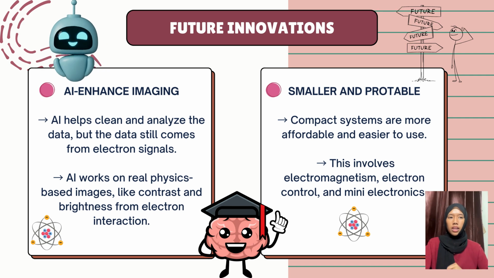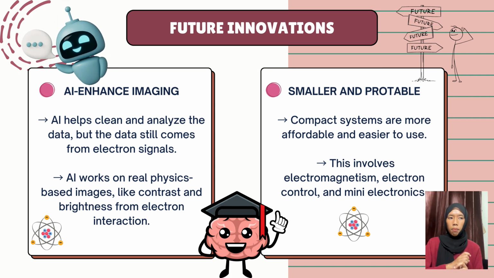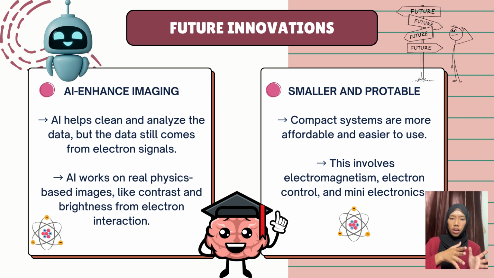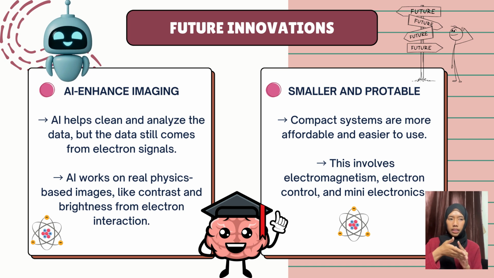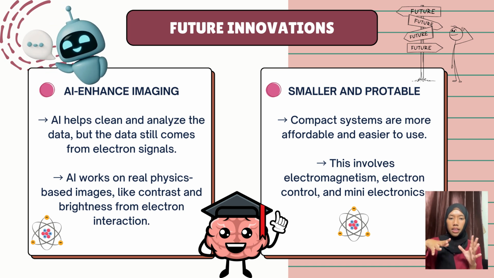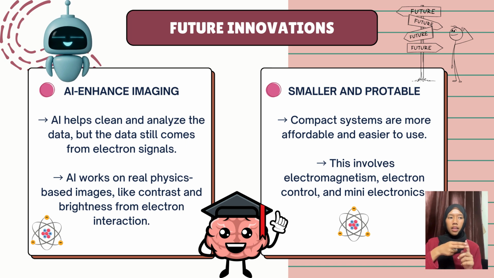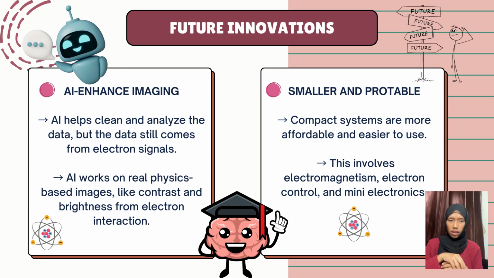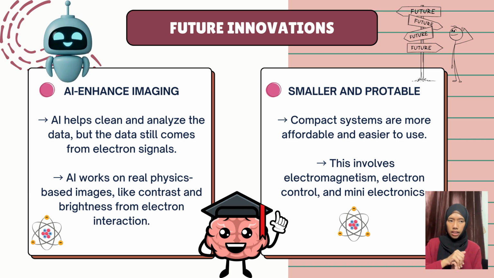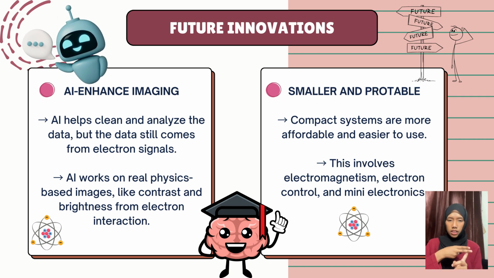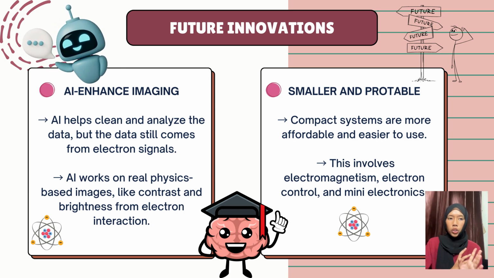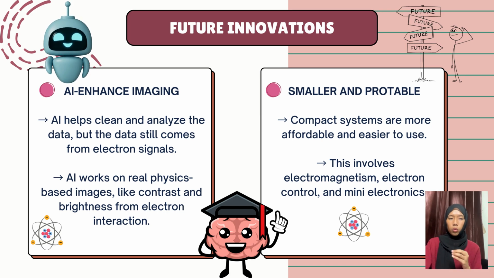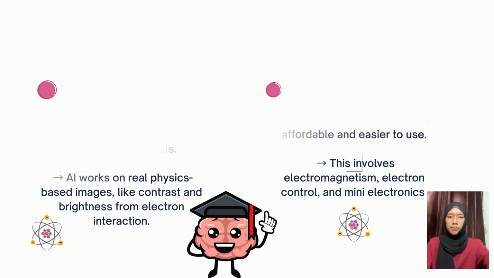So the second one is new technologies enabling the development of smaller and more portable electron microscopes. These compact systems are more affordable and easier to use, opening up access to more labs and industries. This miniaturization relies on principles of electromagnetism, electron control, and microelectronics, showing how physics continues to push innovation forward.